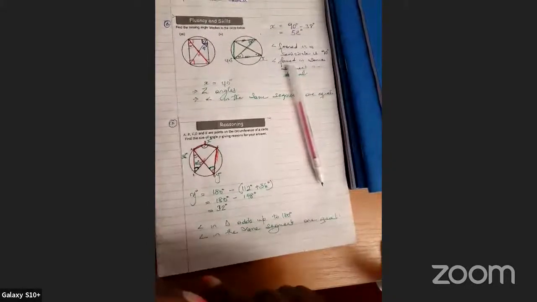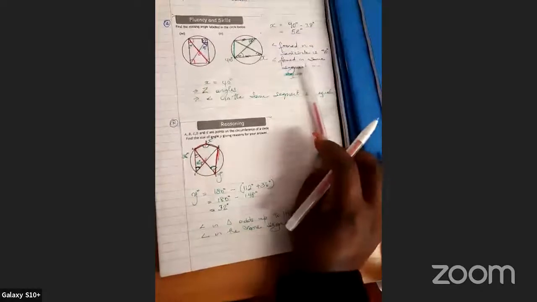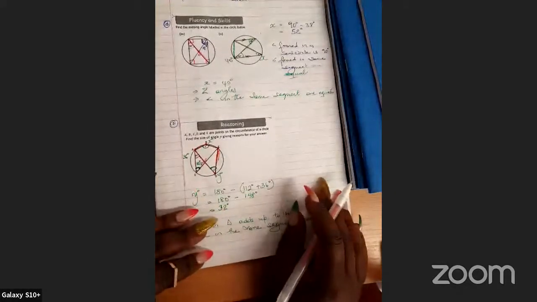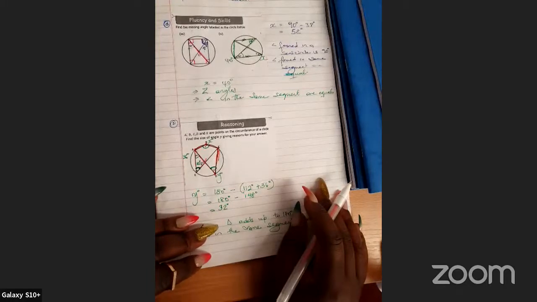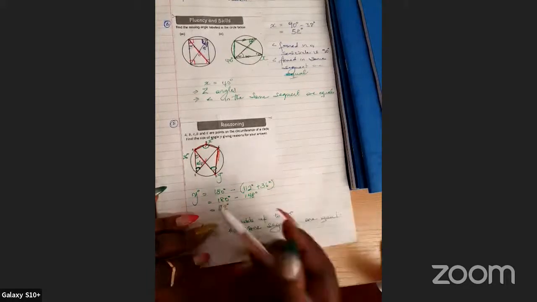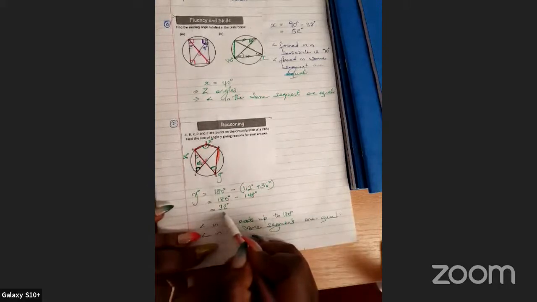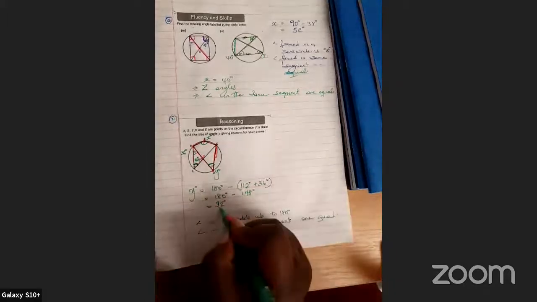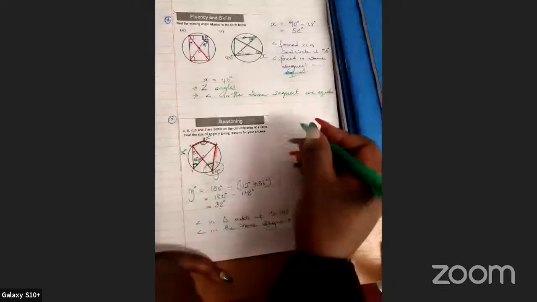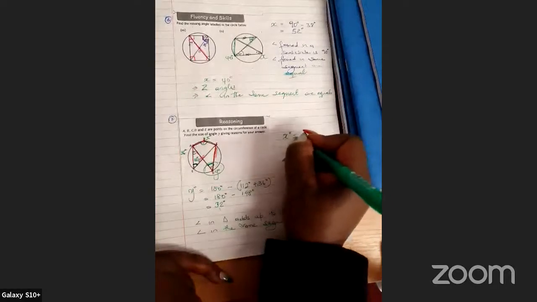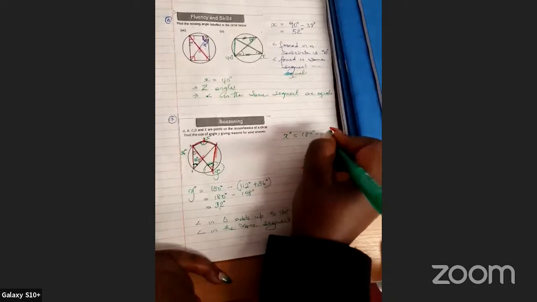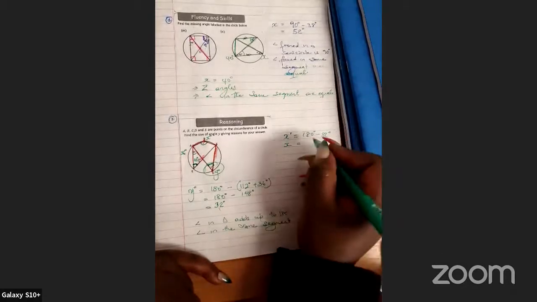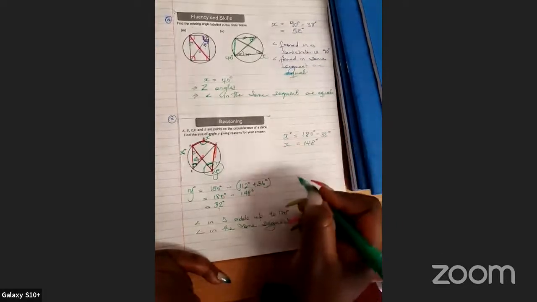All right, so what type of diagram are we seeing? We're supposed to be seeing a cyclic quadrilateral. Good, so since we're seeing a cyclic quadrilateral, we know that opposite angles in a cyclic quadrilateral are supplementary. So if here is 32 degrees, supplementary means that they add up to 180 degrees. So the value of x is just going to be 180 degrees minus 32 degrees. Therefore, x equals 148 degrees. Good.